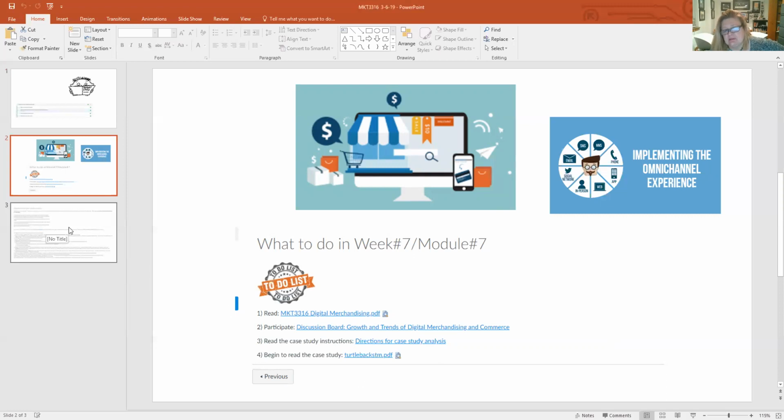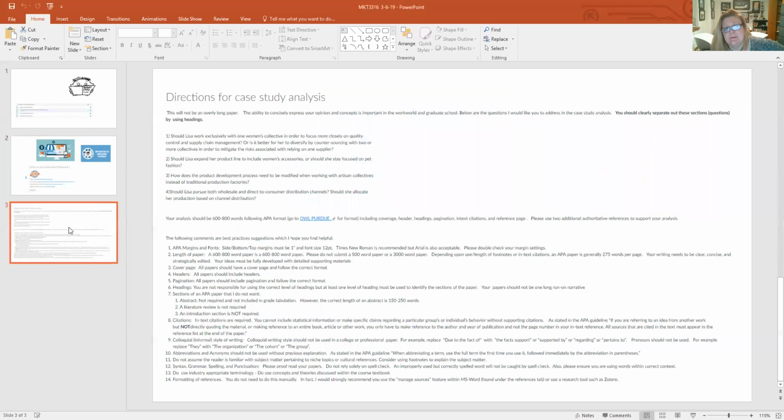And let's just look at some of the directions for the case analysis. So when you read the case, there are going to be 4 questions which you're going to address. And again, this is not going to be an overly long paper. This is looking for about a 600 to 800 word paper. And we're using APA format. In management or in the business discipline, you use APA. Please do not use MLA if you're in a different discipline. In this course, we are using APA. You will lose points if you do not follow APA.